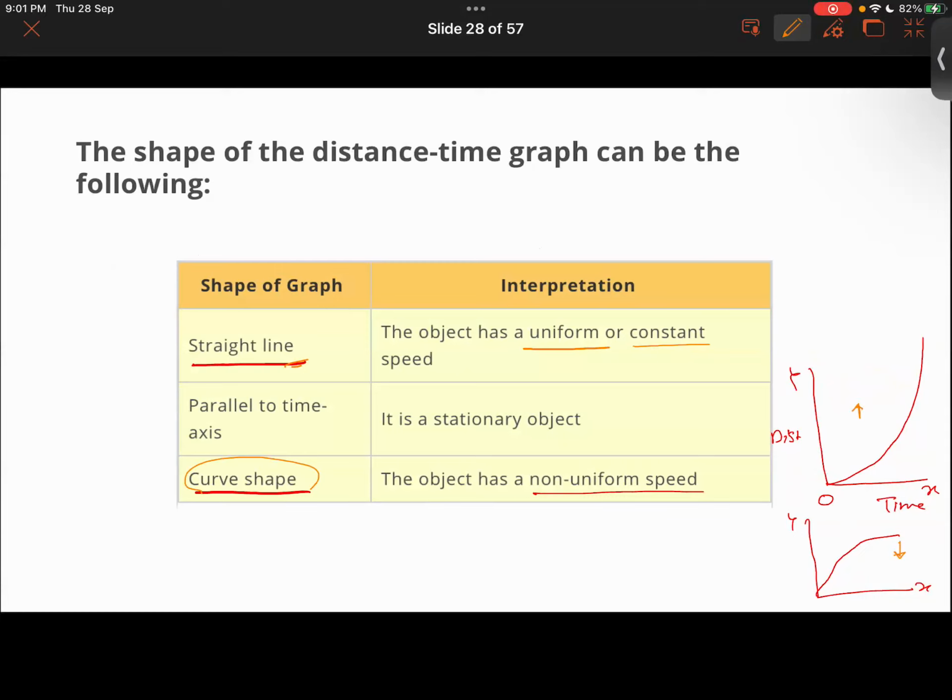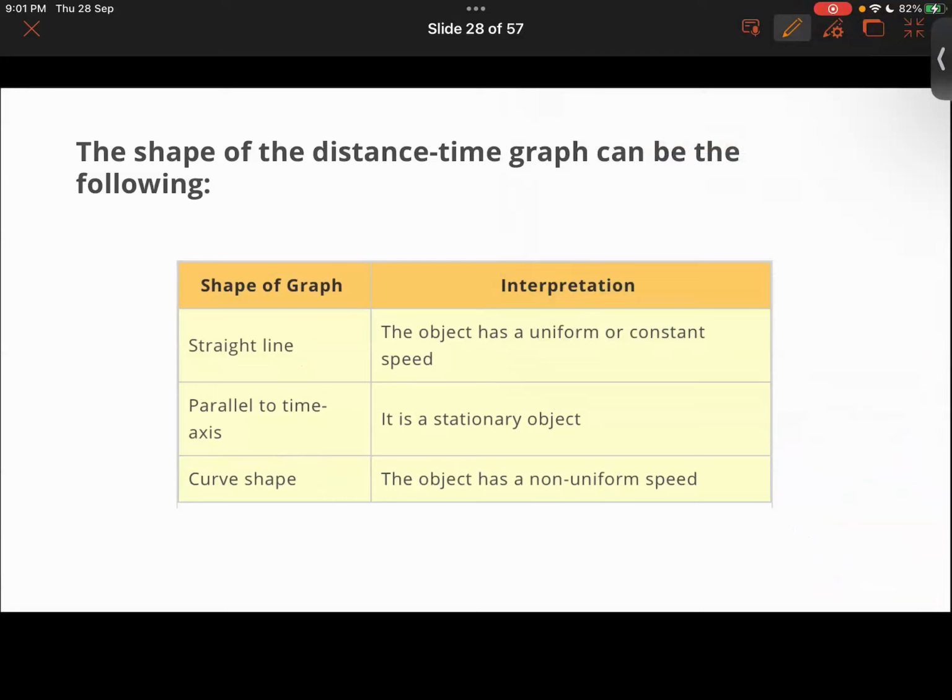Okay. Let's do one thing. Let's plot a graph for non-uniform motion also with an example. Then it will become more clear. Okay. By the way, Sundus, do explain to me what do you understand by non-uniform motion?